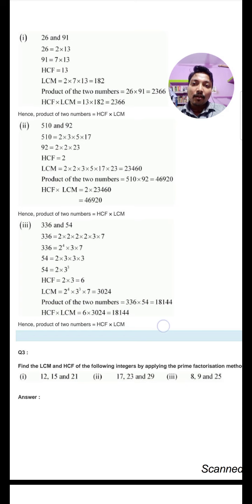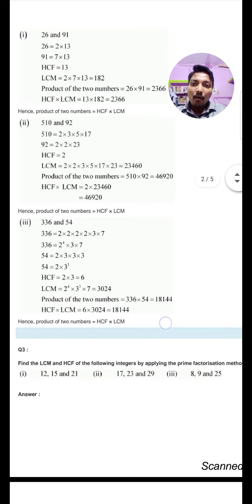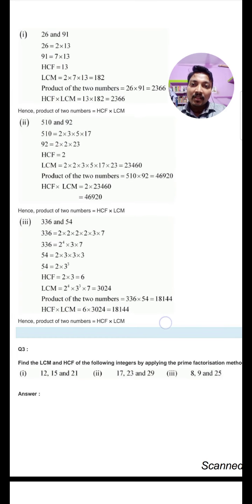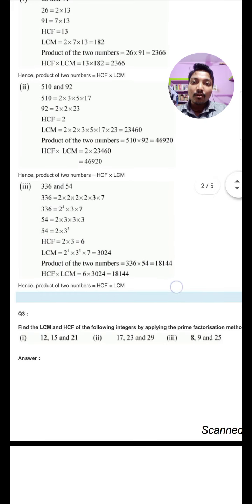Then for LCM, I have to write the factors used the highest number of times. All the factors I have to take: 2 is used, 3 is used, 5 is used, 17 is used, 23 is also used. First I check in which factorization 2 is used the highest number of times. Upper one has 2 once, but below one has 2 twice. So twice is the highest, so I wrote double 2 in the LCM. Then in the upper factorization 3 has been used once, but below there is no 3, so the highest is a single 3. Single 3 I just wrote in the LCM.